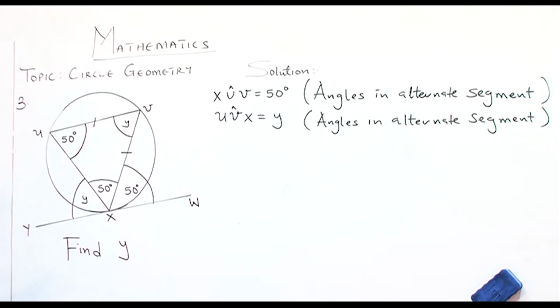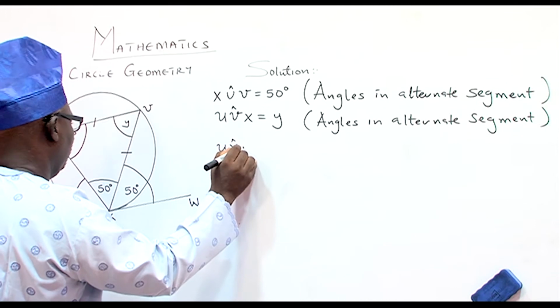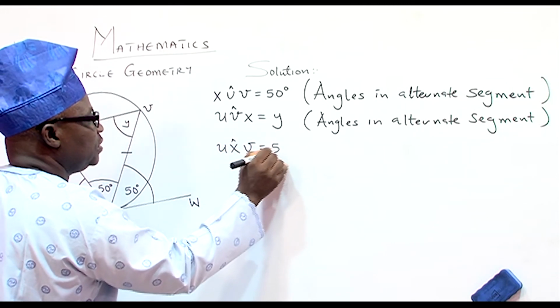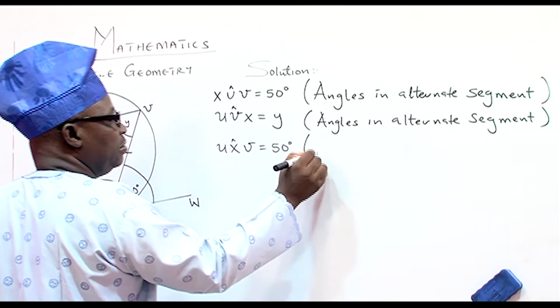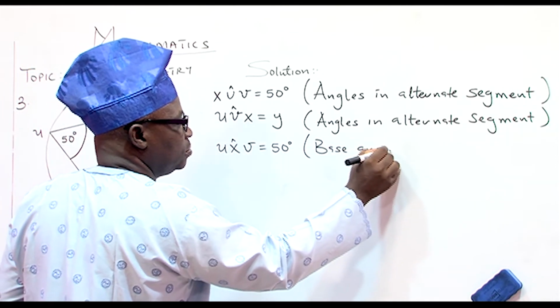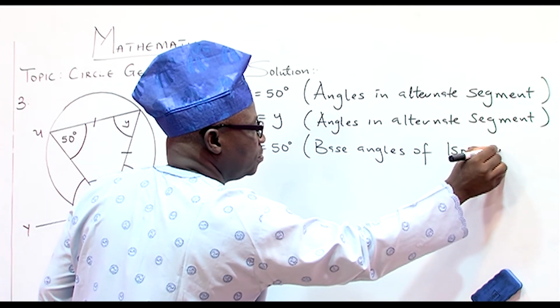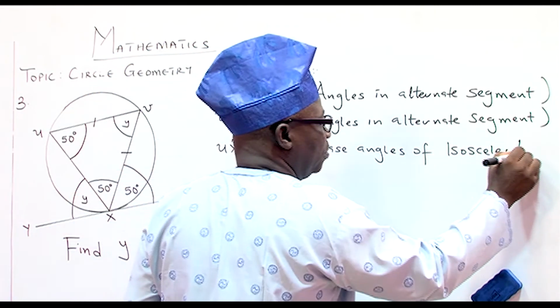After doing this, let me write the reason. Angle UXV is 50 degrees. The reason: base angles of isosceles triangle.